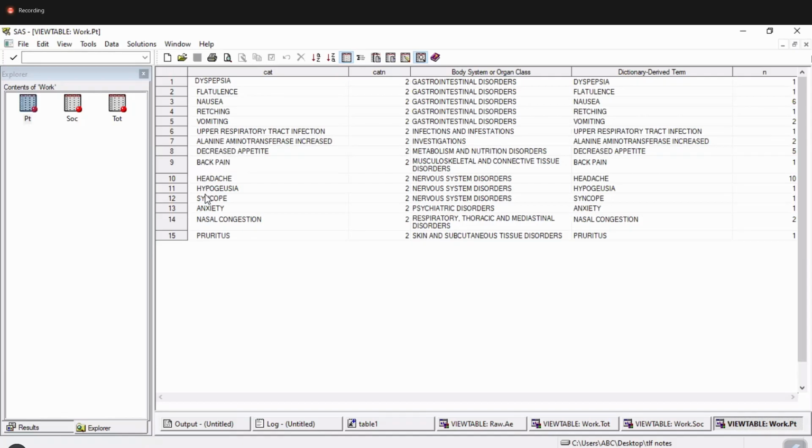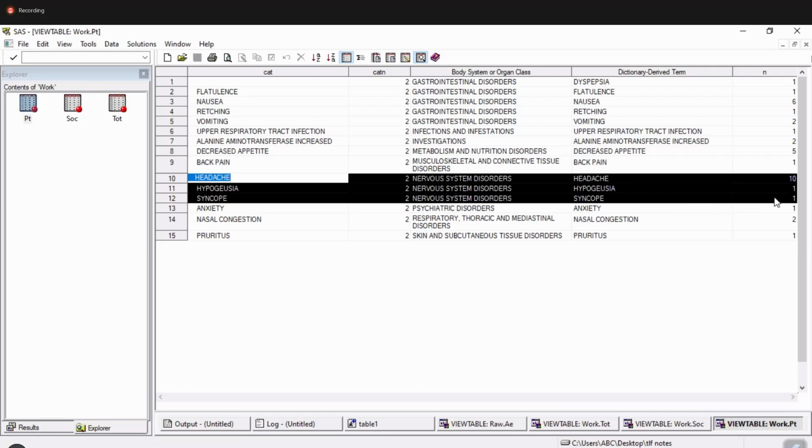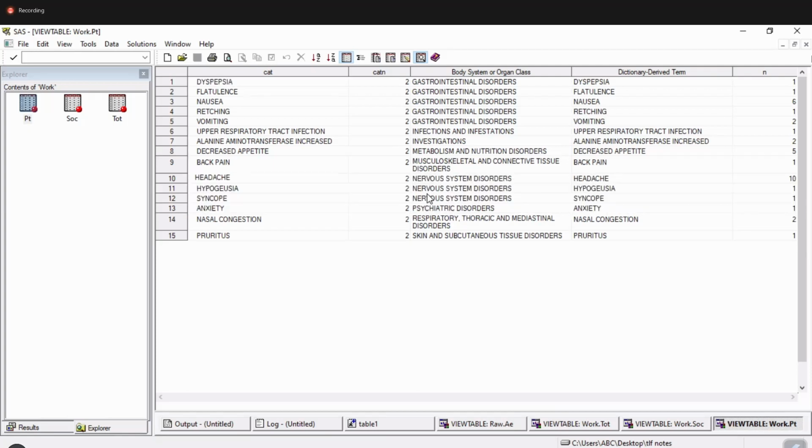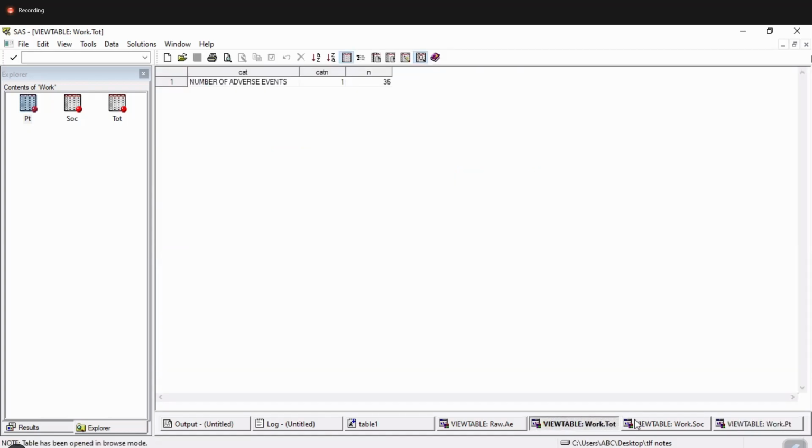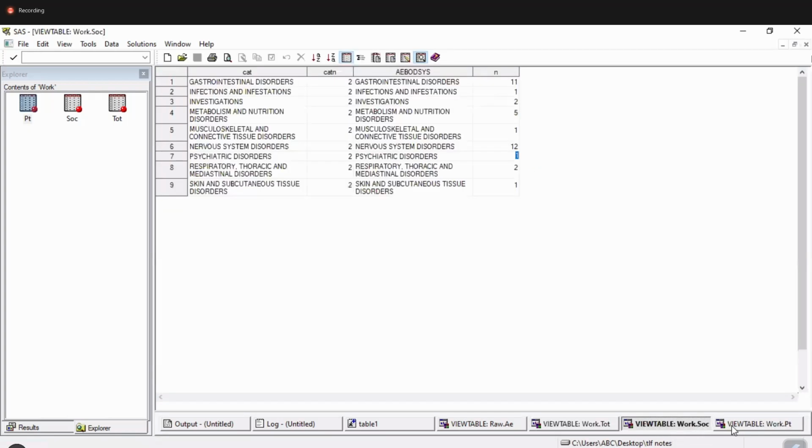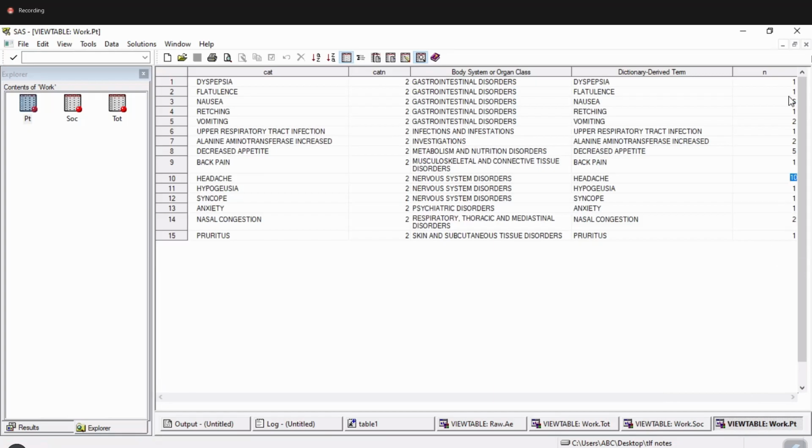For example, in nervous system also, under each nervous system, how many counts are there? In the nervous system, there are three AE codes. For each AE code, what is the value? Count. Clear? So first you derive the total one. Then only for body system we took it. Then under each body system, for each AE code, we derive the counts.